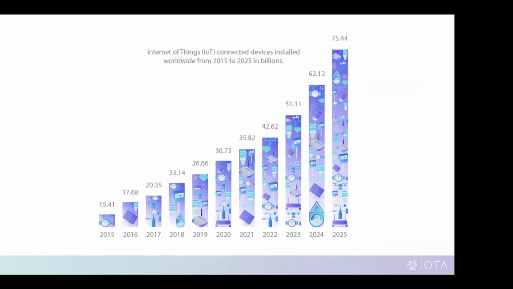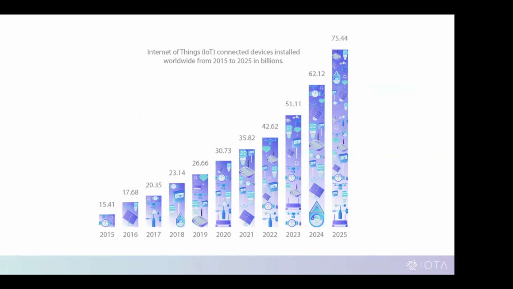So in the future, there'll be a lot more devices than there currently are, and some numbers are pointing at there being 75 billion devices by the year 2025, which is an outrageous number of devices which are either going to be sensing something, publishing information, or doing simple tasks like access control and things like that.